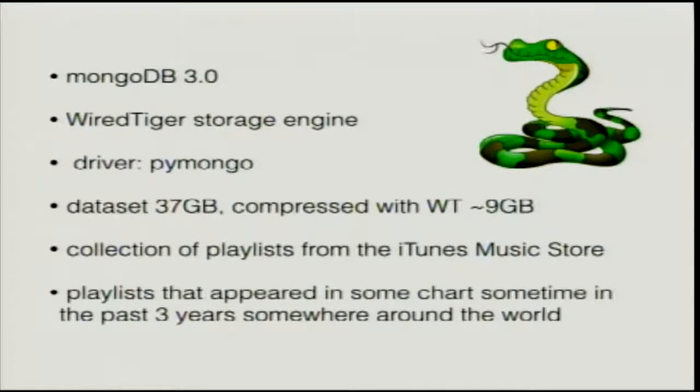And so we have, from a project we're doing called Chartgeist, some collection of playlists from the iTunes Music Store. A playlist is basically all the information about the release you can find in the iTunes Music Store. It's a set of playlists that appeared in some charts somewhere around the world within the last 3 years. And basically, this is how it looks like. So pretty cool.